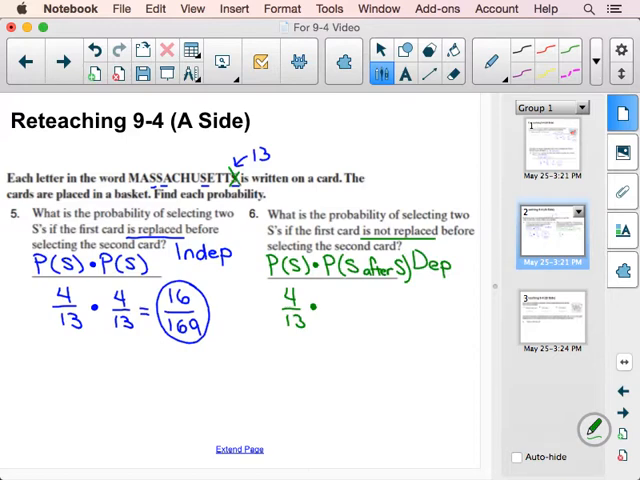So our chance of getting an S now, there are only 3 remaining S's, and there aren't 13 cards to pick from anymore. Now there's only 12. So now we can multiply these two probabilities together. This one we can do a little simplifying as well. If you multiply it all together first, you're going to get 12 over 156. And then to simplify, your final answer would end up being 1 out of 13. So this would be your probability of getting two S's when you do not replace the cards.